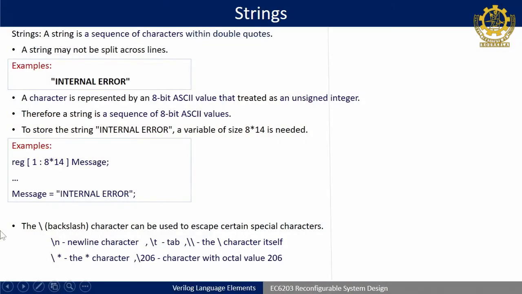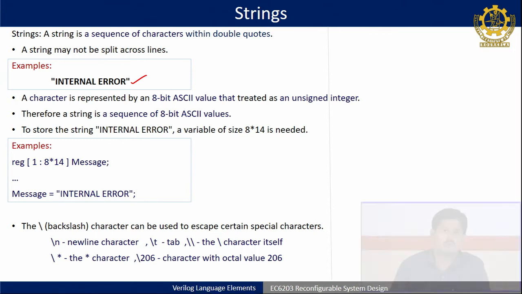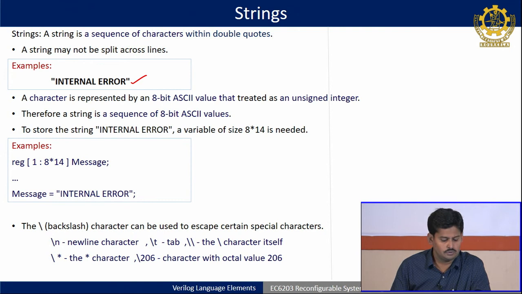Okay. So, next is string. Like other languages, Verilog also supports strings. A string is a sequence of characters in double quotes. If you write it in double quotes only, it will be treated as a string, but if you do not write it in double quotes, it may be treated as an identifier. A character is represented by an 8-bit ASCII. Let us say there is a string, double quote, internal error. So, internal error is now a string, not an identifier.